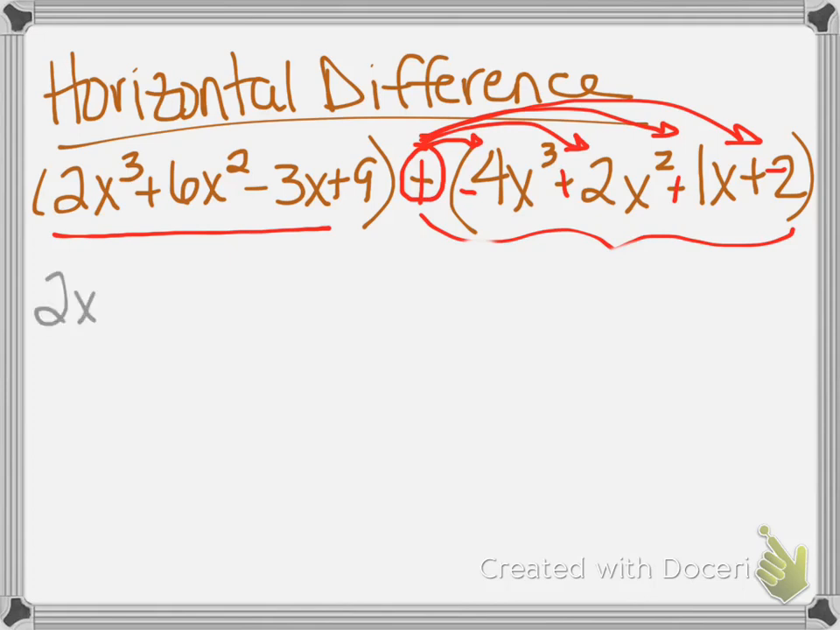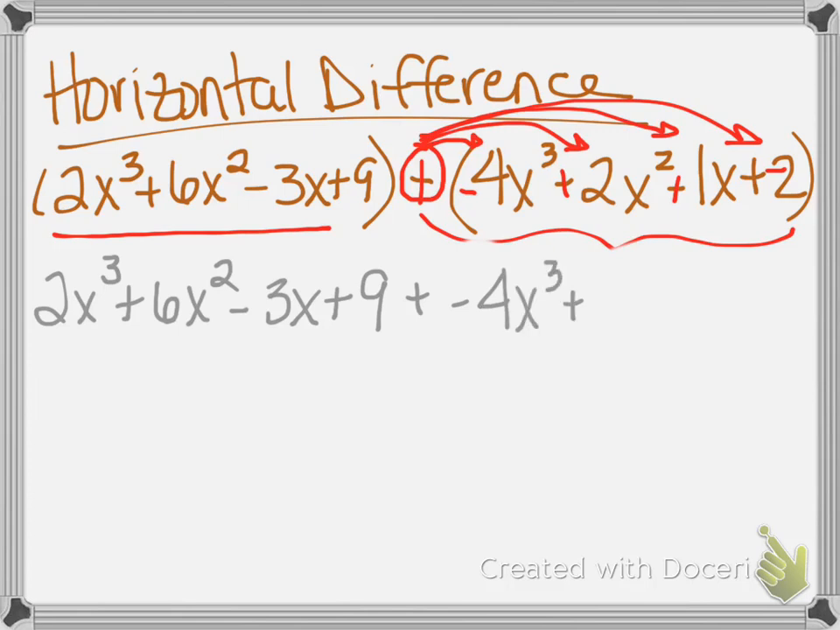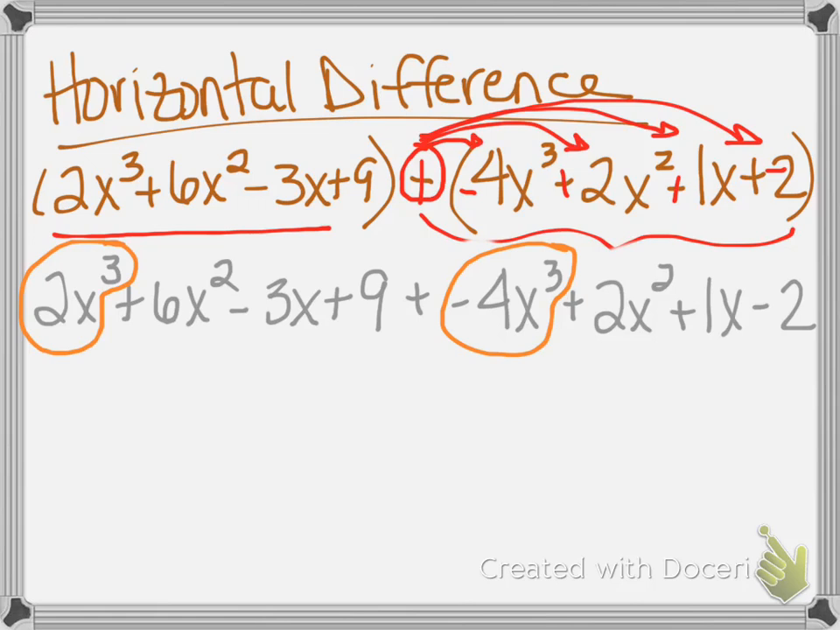So I have 2x to the third plus 6x squared minus 3x plus 9 plus, because that has changed, I have -4x to the third plus 2x squared plus 1x minus or plus -2. So now again I go through and I look for my like terms. So I have 2x to the third power and a -4x to the third power. So this is going to give me a -2x to the third power, just adding those coefficients for your like terms.